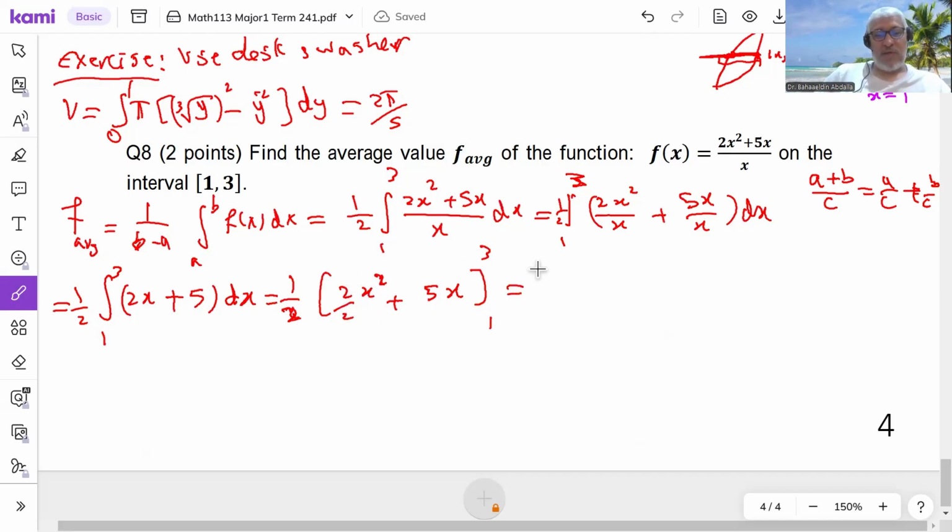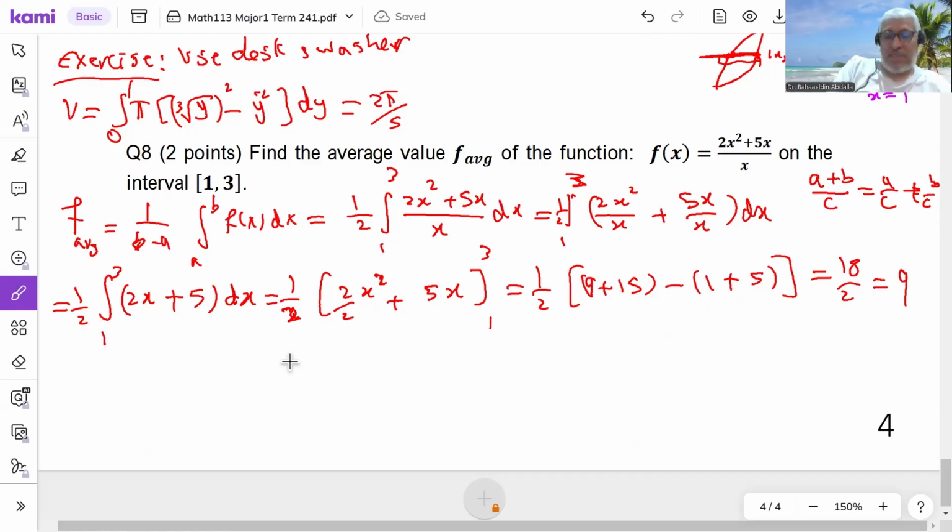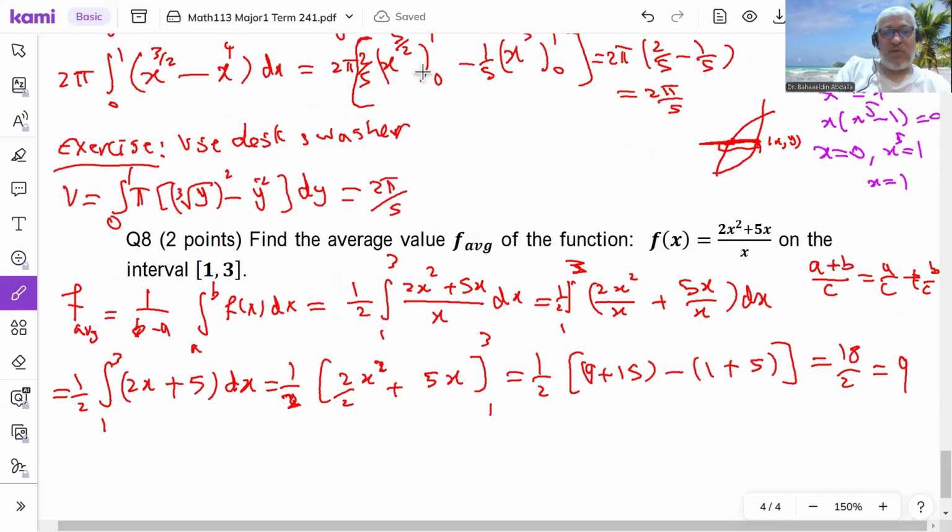This is 1. So I have 1 over 2 outside. And 3 squared is 9 plus 5 times 3, that's 15, minus, replaced by 1, I have 1 plus 5. So 9 plus 15 is 24 minus 6, that's 18. 18 over 2 is just 9. That's the answer, and this was the last question.